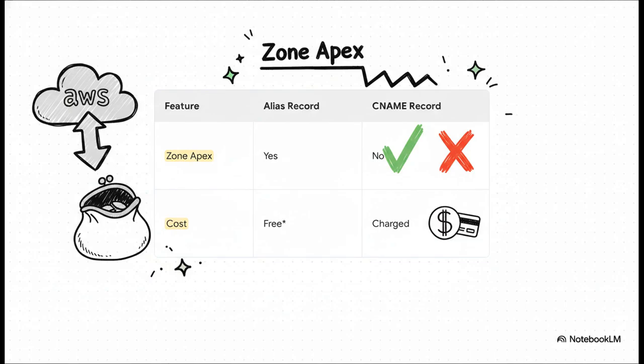First, the big one, Zone Apex. Alias records can do it, CNAMEs can't. End of story. But then, look at the cost. Queries for alias records that point to other AWS resources are free, as in 0 cost. CNAME queries, on the other hand, are charged like any other standard query. That can really add up.